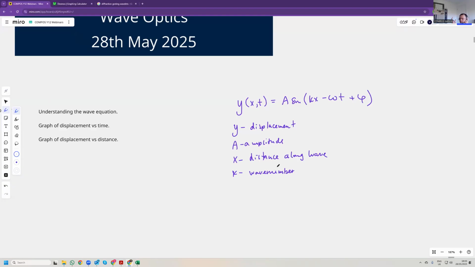It's hard to understand what a wave number is. Wave number is like a spatial frequency. Basically, it's how many cycles per unit length. So the wave number is 2π divided by λ. That's the definition. Okay, φ is the initial phase.